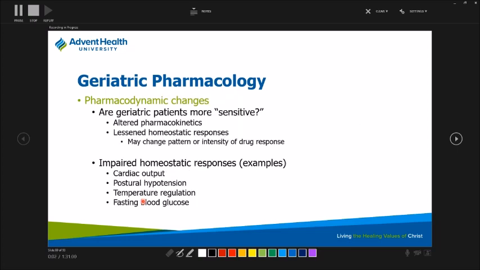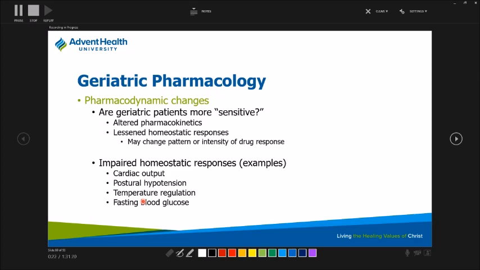So again, are geriatric patients more sensitive? Not usually. Most of the time it has more to do with the pharmacokinetic changes that happen here. So you may give the same dose as you would to a typical younger adult patient, but based on the changes in kinetics, you may find they're just getting much more drug effect than you would see for a younger patient, maybe due to decreased metabolism, etc.